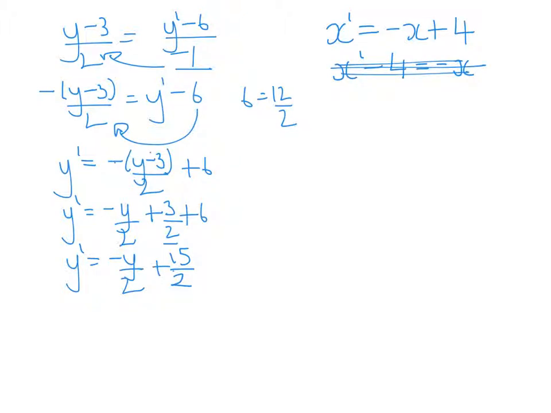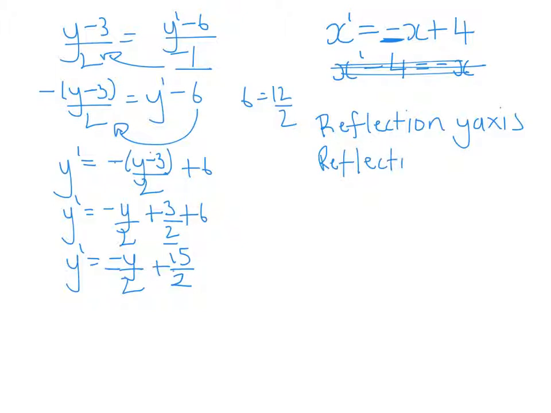So let's think about what's happened here. What translations and reflections have I got to do, in any particular order? Well, the values of x change from being positive to negative or negative to positive, so I could say a reflection in the y-axis. The y value changed, so that would be a reflection in the x-axis.